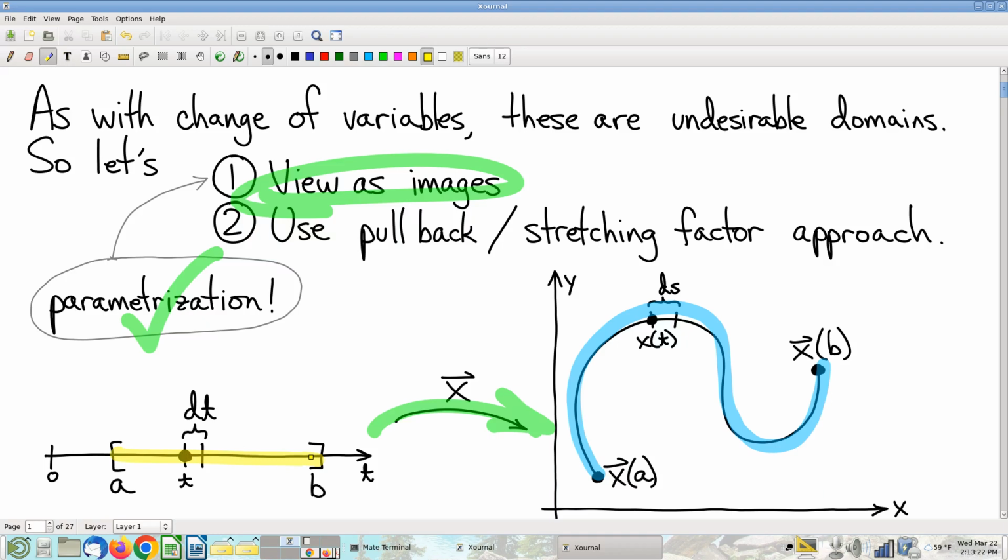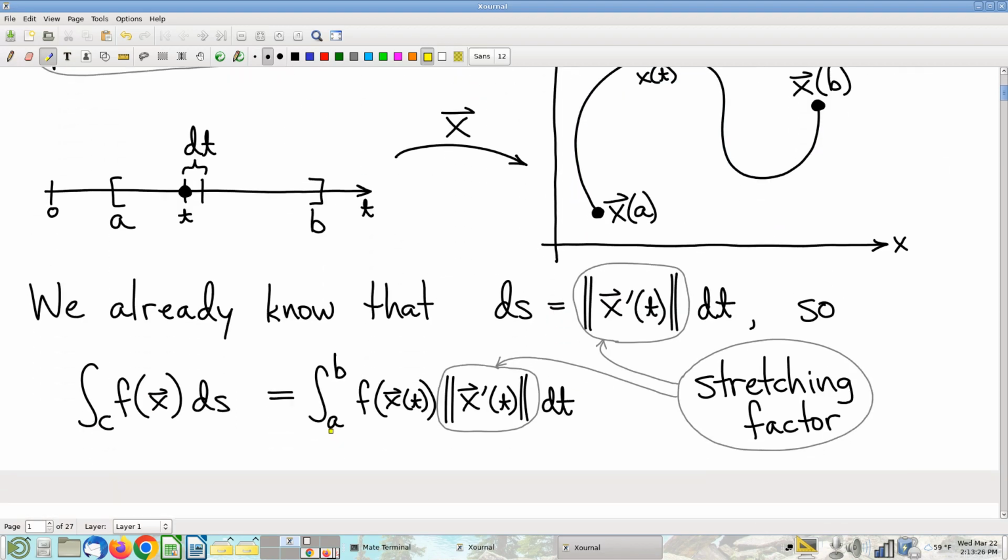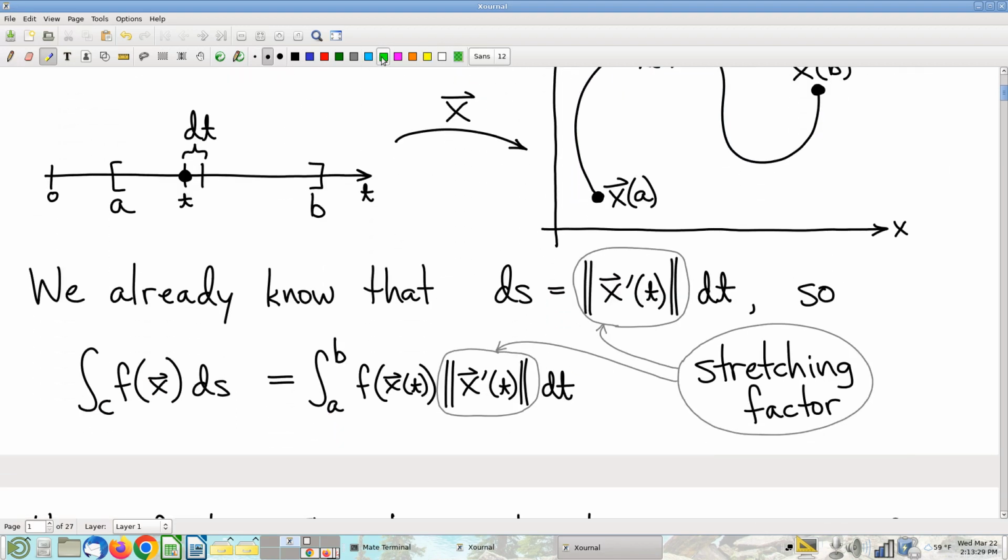So we're in business. The undesirable integral that we start with is on our curve, right? I don't like that integral. The domain is all curvy and weird. I pull back and get instead an integral defined on just this interval there. Much more desirable integral on the t-axis. Now, details.